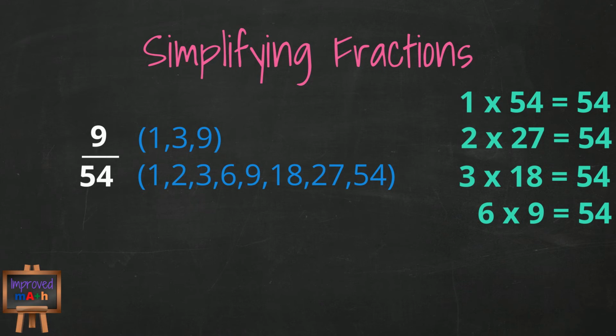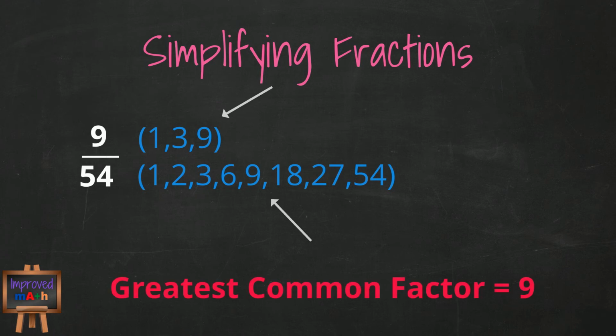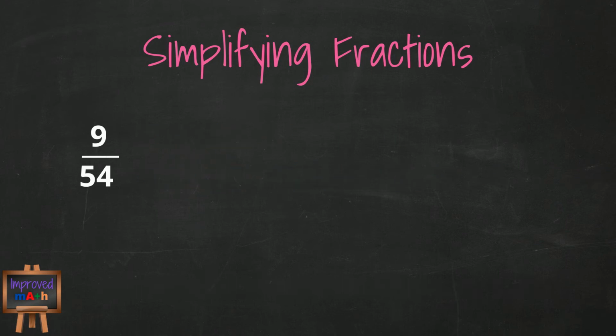Step 2 would be to identify the greatest common factor in both. The greatest common factor here is actually 9. Step 3, divide the numerator and denominator by that greatest common factor. So 9 goes into 9 one time, 9 goes into 54 6 times. So our fraction of 9 over 54 is now reduced to 1 over 6.